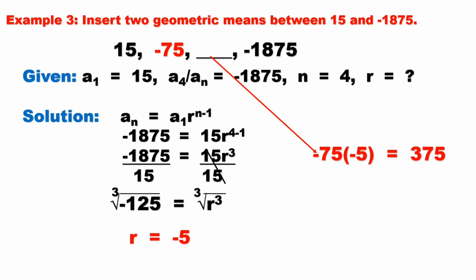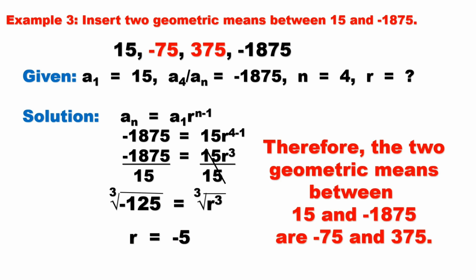To get the third term, negative 5 will be multiplied to the second term, which is negative 75. Its product is 375, which is the third term. Therefore, the two geometric means between 15 and negative 1,875 are negative 75 and 375.